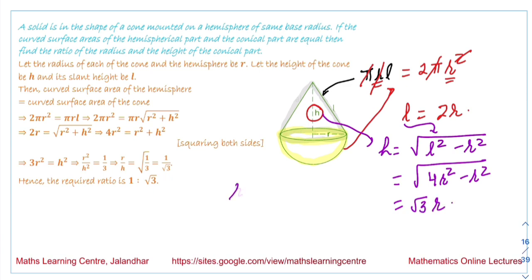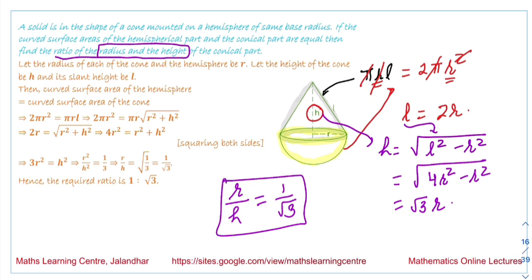So the value we get is r over h. We have to find the ratio of radius and the height. So r over h is equal to 1 by square root 3. So the ratio we have is 1 is to square root 3. This is the required ratio.